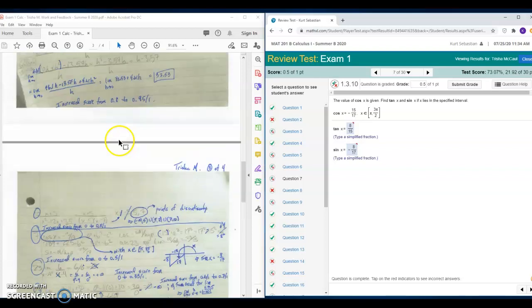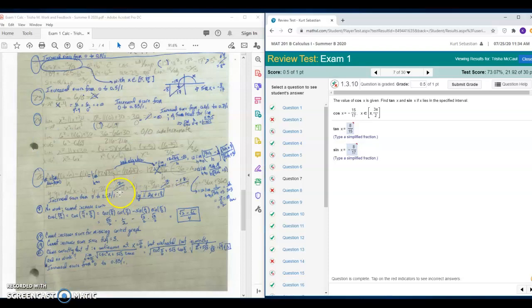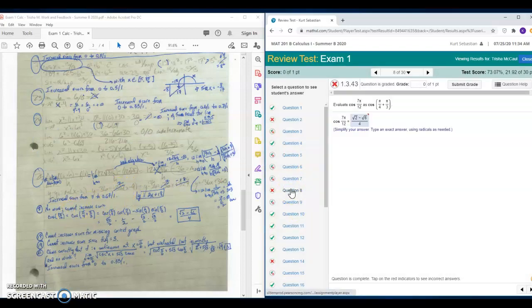That's question 7. Let's see what else is on this page to remind myself. 8 is next down here because you had no work, but I couldn't increase the score here, but I do want to show you how to do this. You have to use what's called the double angle identity. So it even tells you, evaluate cosine of 7 pi over 12, but know that that's the same as cosine of pi over 4 plus pi over 3.